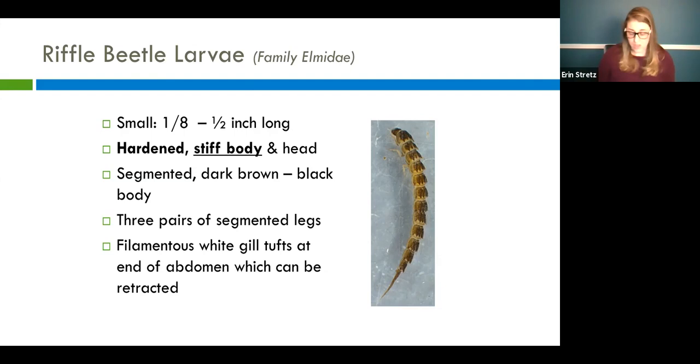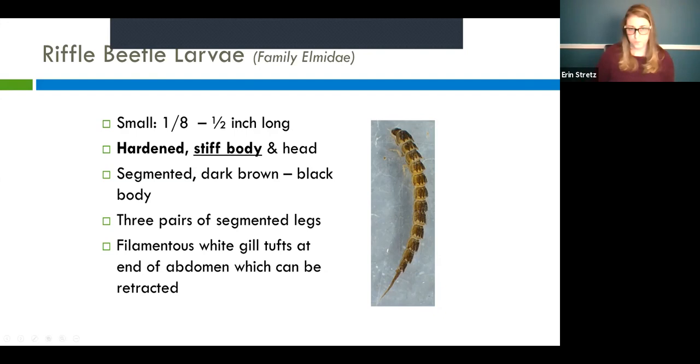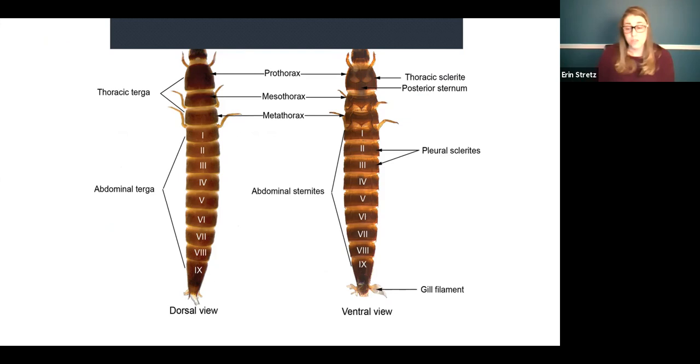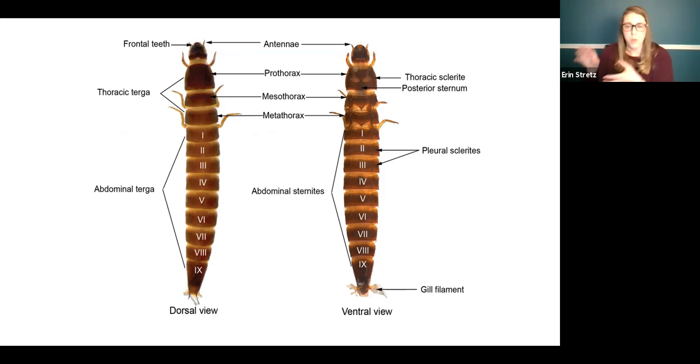So let's see if we have an image of that. Here we go. So there is an operculum at the end of the body that can open up basically to allow these gills to come out and interact with the water. So it could be obvious gills at the end of the body, or that operculum could be shut and we may not see any gills. These do not have the prolegs at the end of the body like caddisflies do.